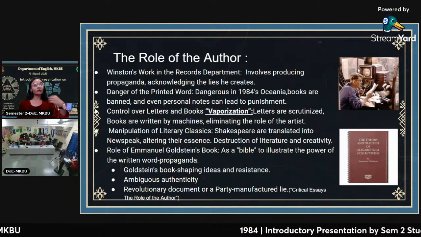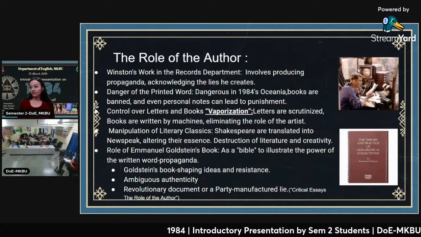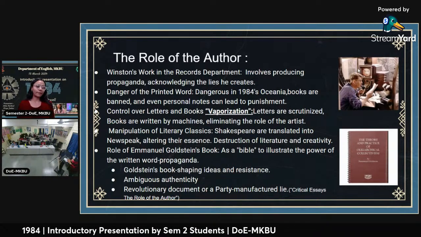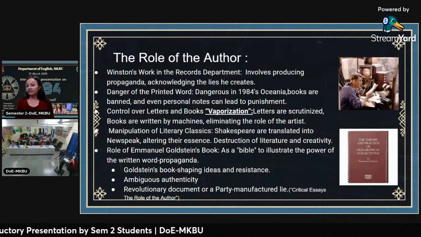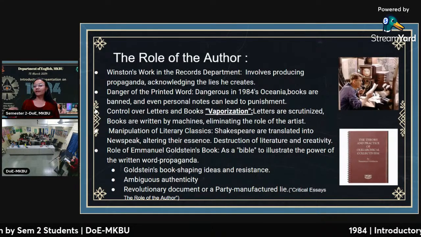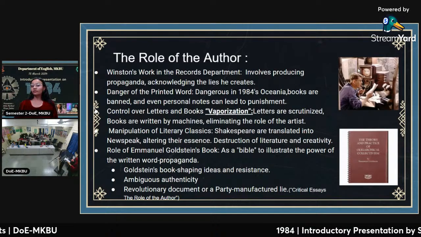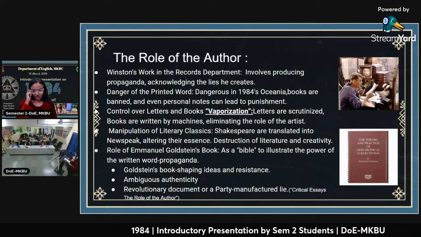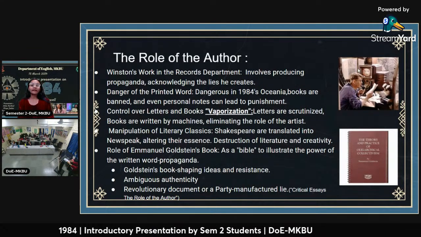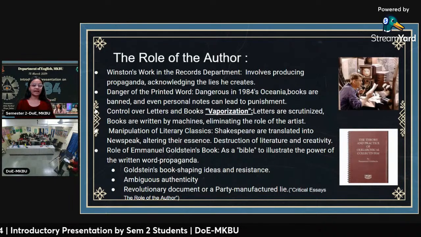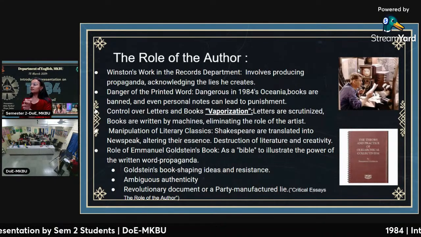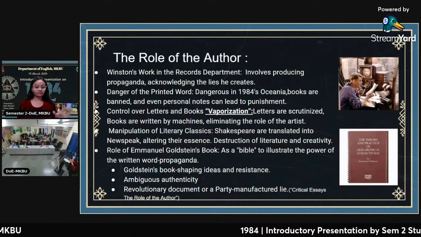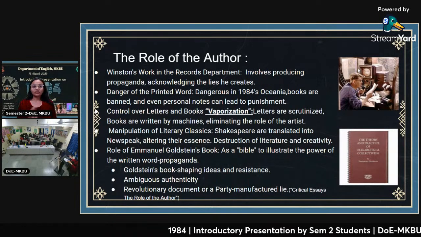If you are doing that, then you are committing the thought crime. So in that way, it is a danger. Another thing is the books are banned in this Orwellian society. So in that way, they are not able to write whatever the truth or reality is there. And another idea is control over letters and books. The idea of vaporization, which I have talked about earlier, is that they are burning whatever the truth or reality is there, and turning it into ashes.